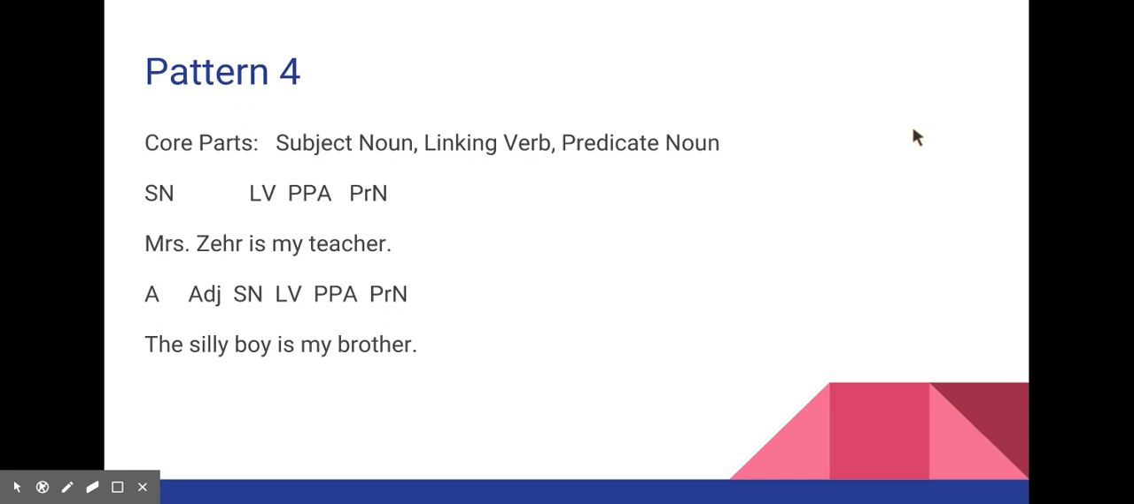And then we have another example, adding in some extra language with the adjectives. The silly boy is my brother. Remember in linking verb sentences we can switch it around. Think about those baby chains that you can put together. You can flip the chain either direction, but it still means the same. So Mrs. Ear is my teacher becomes my teacher is Mrs. Ear, and my brother is the silly boy. I can say it backwards and forwards.